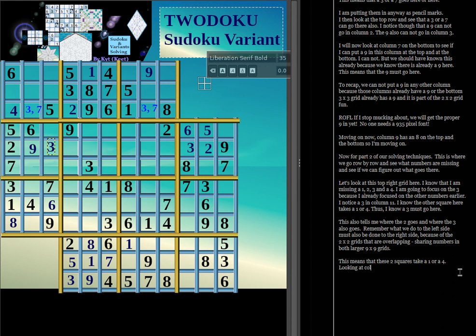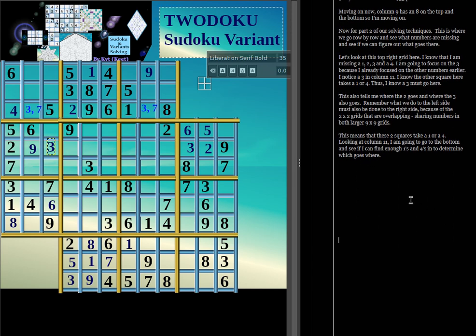Looking at column 11, I am going to go to the bottom and see if I can find enough 1s and 4s to determine which goes where. I will also look at what other number is missing. I am missing the 7. Now we have a 7 here, which means I cannot put a 7 in this square.